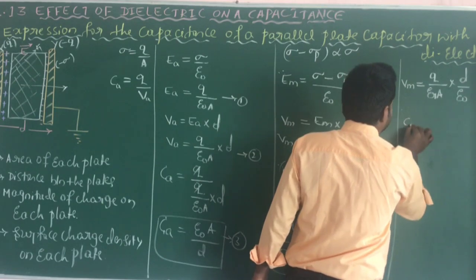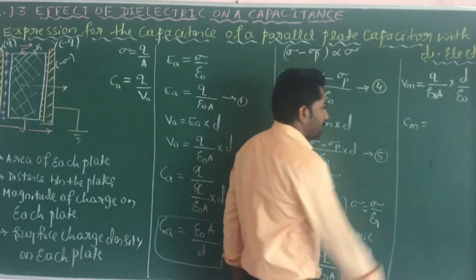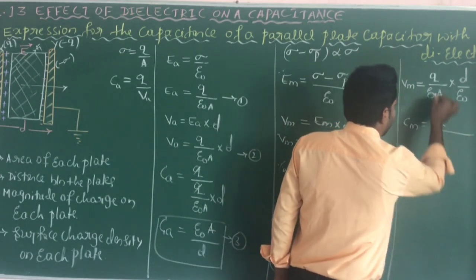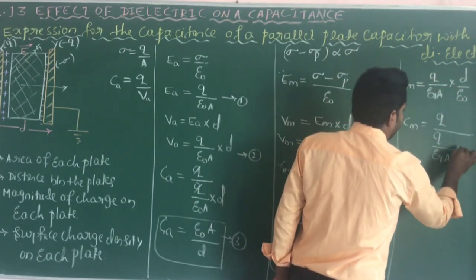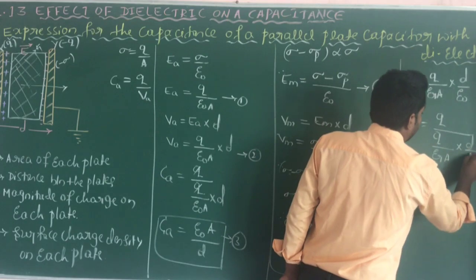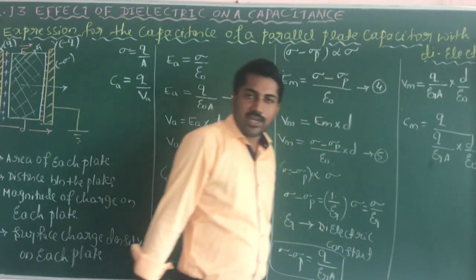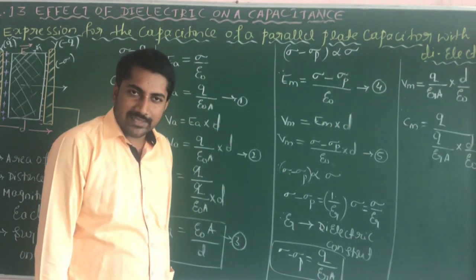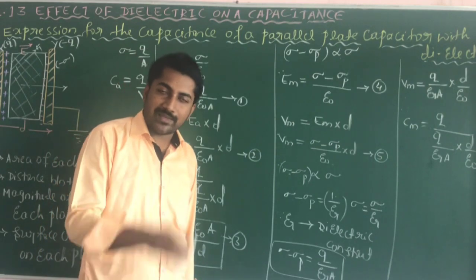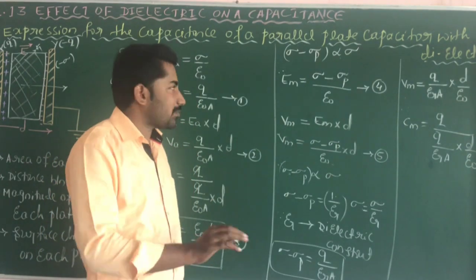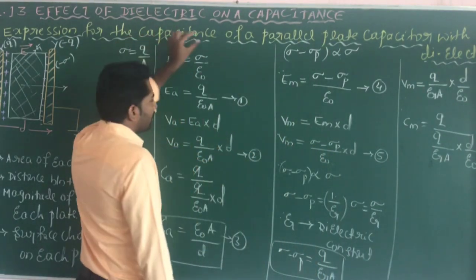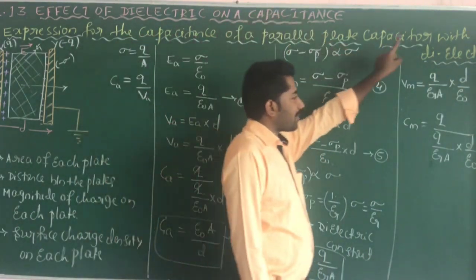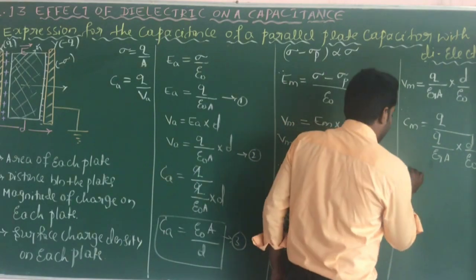Now the capacitance for that medium, C_m, is equal to Q divided by V_m, that is Q divided by Q over epsilon r into A, into D divided by epsilon naught. Now we get the equation for the capacitance of a capacitor when the dielectric is placed between the plates. This is the expression for the capacitance of a parallel plate capacitor with a dielectric medium.